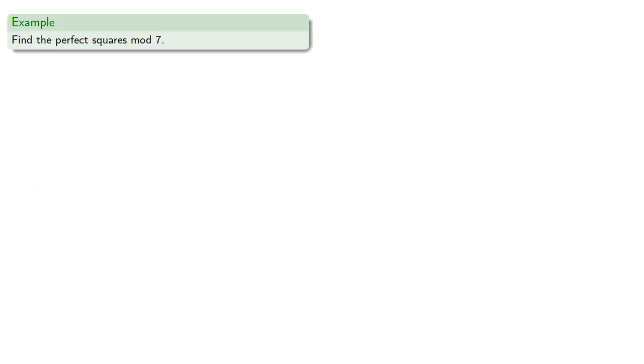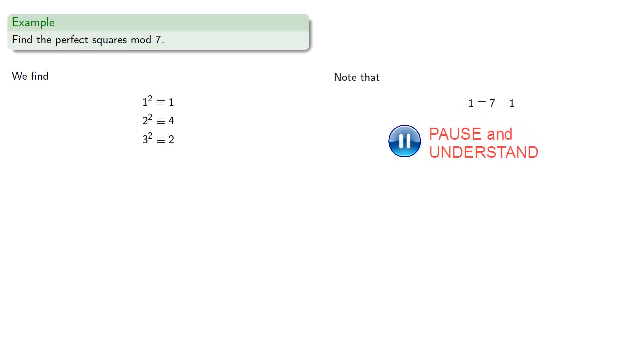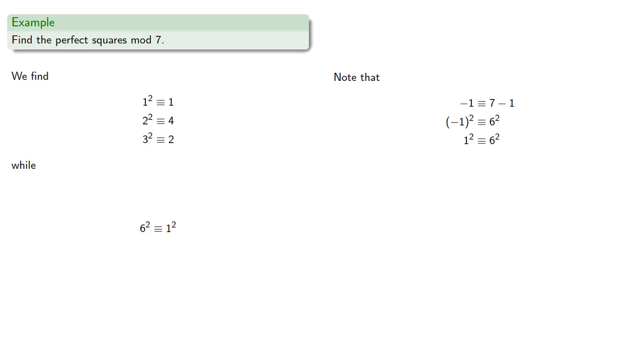So for example, we might try to find the perfect squares mod 7. So we note that 1, 2, and 3 squared are, and note that negative 1 is congruent to 7 minus 1. So negative 1 squared is congruent to 6 squared. In other words, 1 squared is congruent to 6 squared.